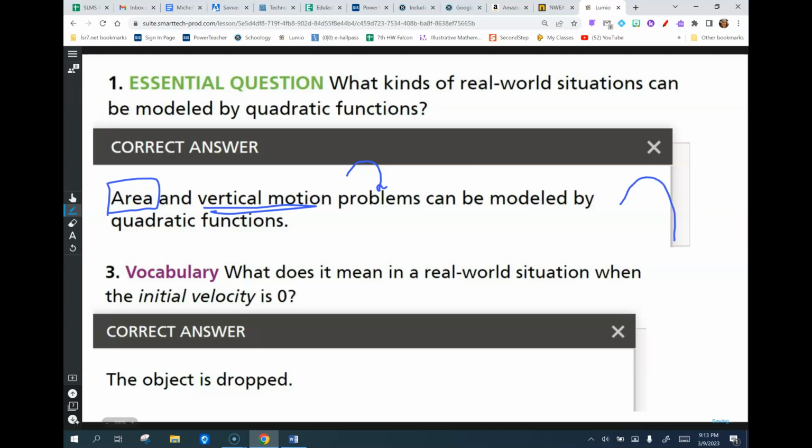What does it mean in a real-world situation when the initial velocity is 0? So your initial velocity is 0 in your formula, negative 16t squared plus v sub 0t plus h sub 0. When our initial velocity is 0, that means there was no force. We did not project it. We did not throw it. We just dropped it. So the object is dropped. That's if my initial velocity is 0.